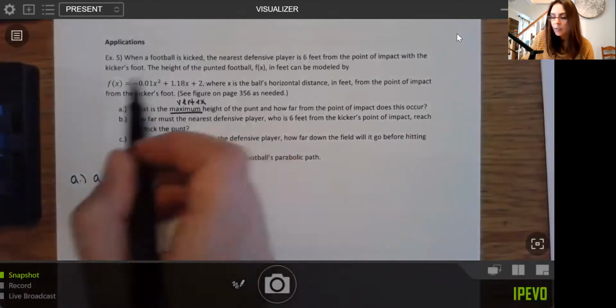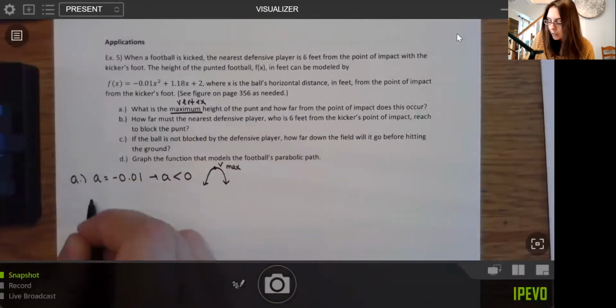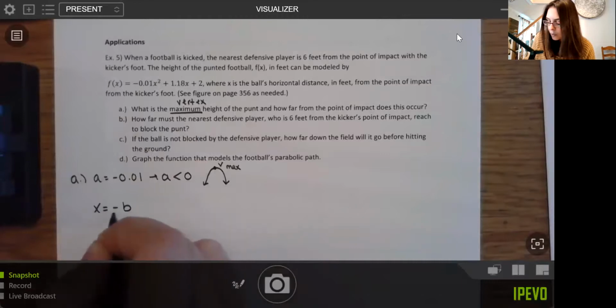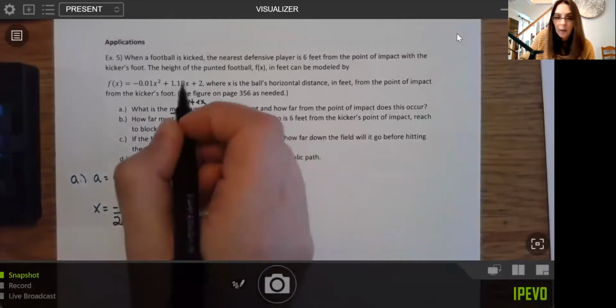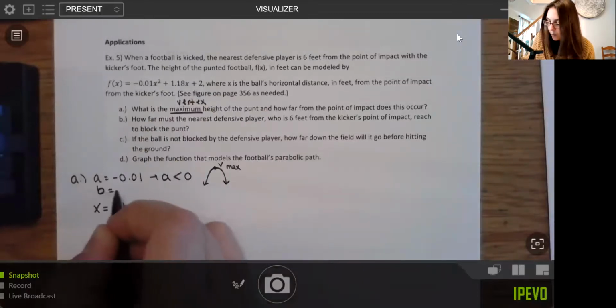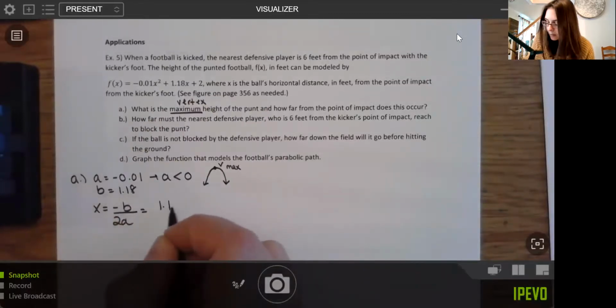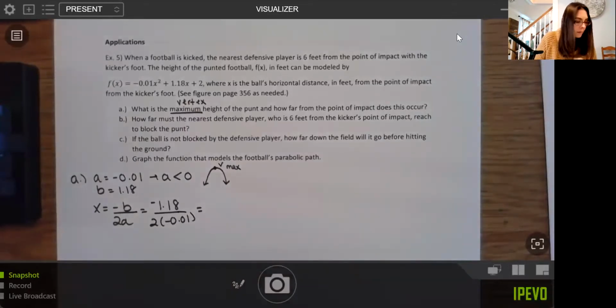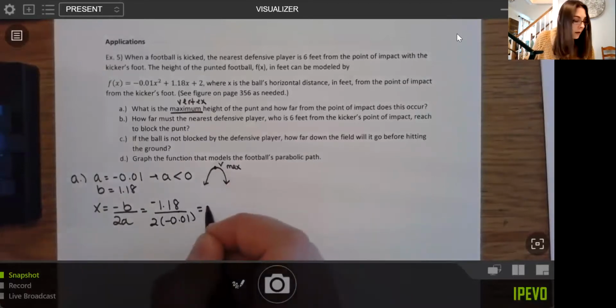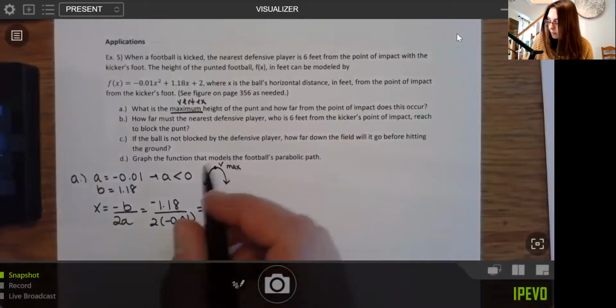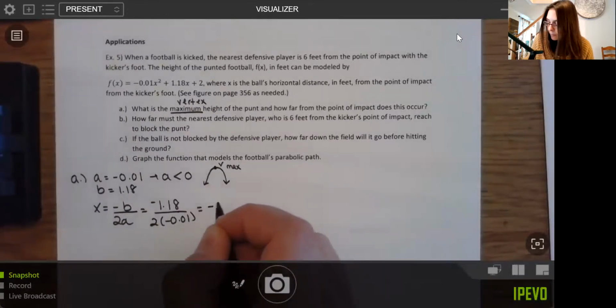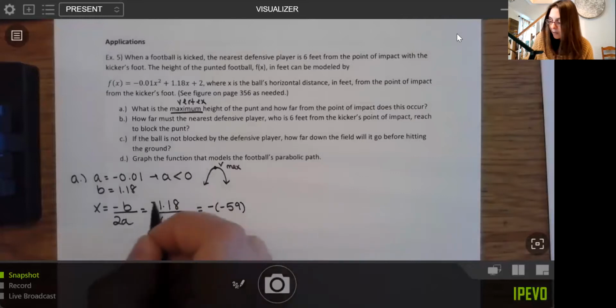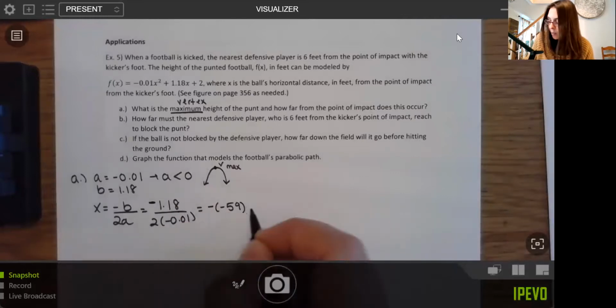Now, this is not in vertex form, it's just in the regular form. So we need to use our equation. So we're going to use x equals negative b over 2a. Our b value here is this 1.18. So we have negative 1.18 over 2 times negative 0.01. When I go ahead and simplify all of this together, I end up with negative 59 here. So you have this negative, and then this becomes negative 59. So you end up with positive 59.